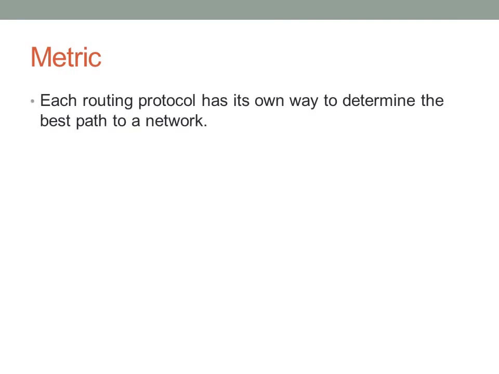Now, we have to talk about a concept called metric, which is used in a lot of different routing protocols. Each routing protocol has its own way to determine the best path to a network, and I talked about this a little bit earlier. For some routing protocols, it involves bandwidth. For others, it just involves a single hop. For others, it can be a little bit more complicated than either of those two. With RIP, it's hop count.